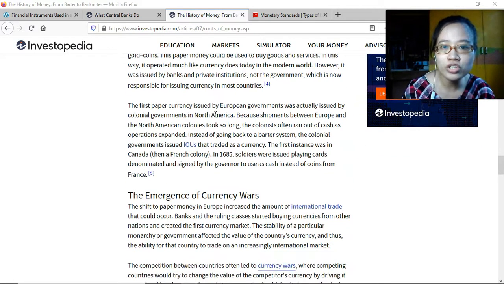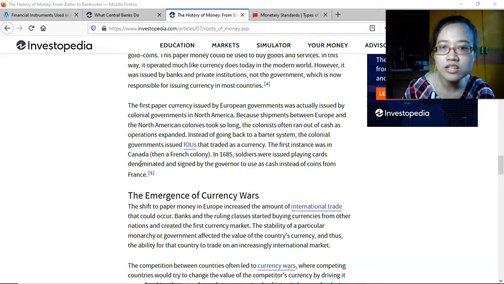The first currency issued by European governments was actually issued by colonial governments in North America because shipments between Europe and the North American colonies took so long. The colonists often ran out of cash as operations expanded. Instead of going back to a barter system, the colonial governments issued IOUs. So we have now the concept of borrowing or credit.